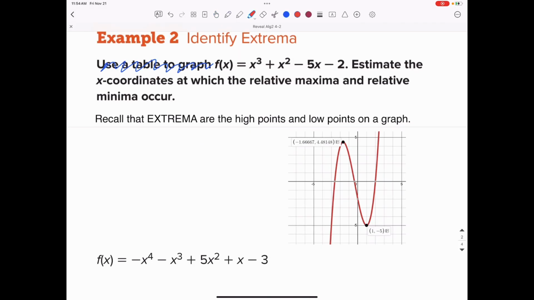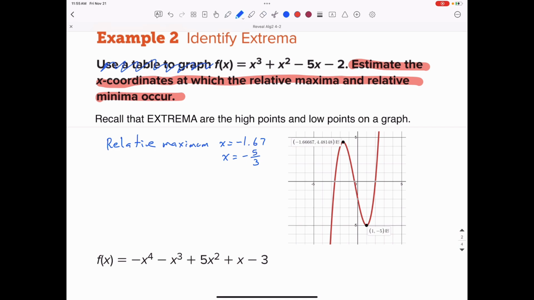So to answer the question, estimate the x-coordinates at which the relative maximum and the relative minimum occur. I'm only going to identify the x-coordinates. On the left side, you can see that there is a relative maximum, and it occurs at x equals negative 1.66667. I suppose I could round that to negative 1.67, but that's actually an exact fraction. That's negative 5/3.